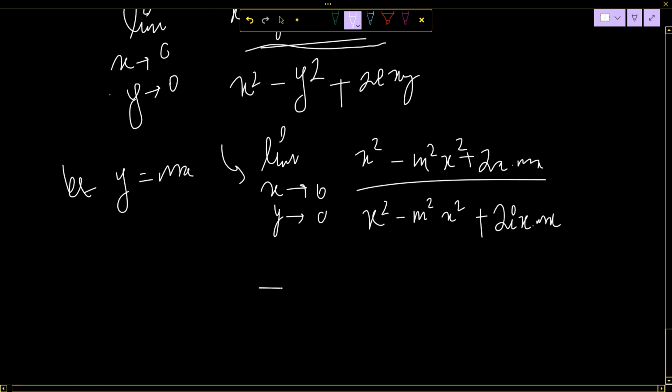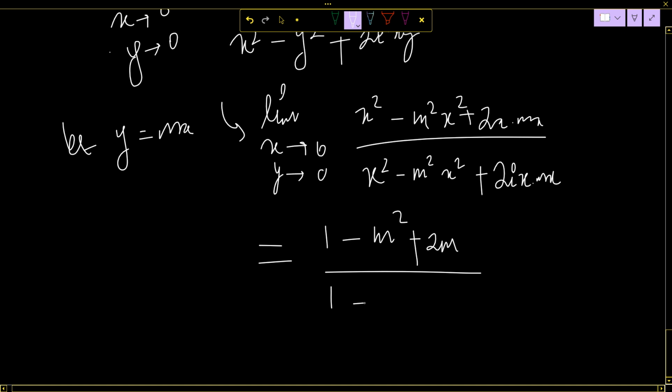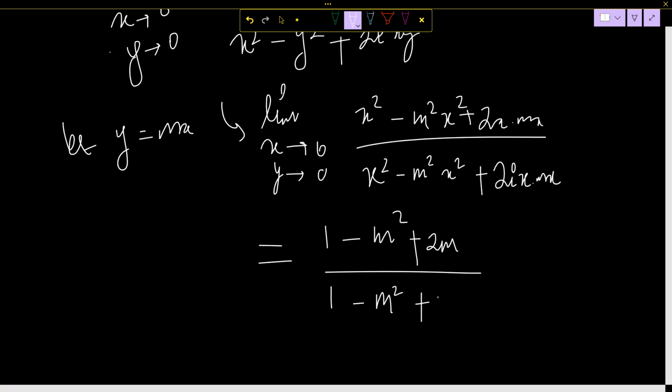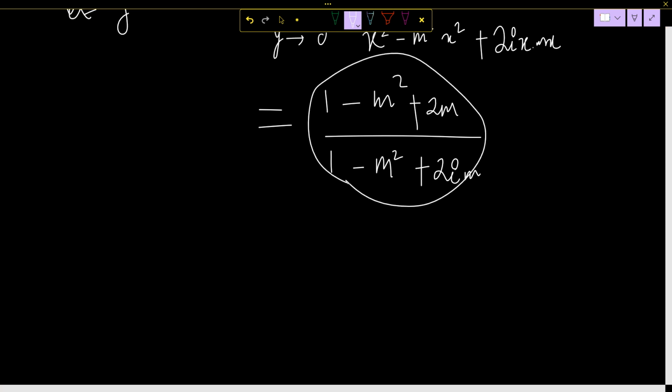Okay, now x square you can cancel on both numerator and denominator. What will be left? 1 minus m square plus 2m, whole divided by 1 minus m square plus 2m. Since this whole thing depends on m, that will show that the limit does not exist.